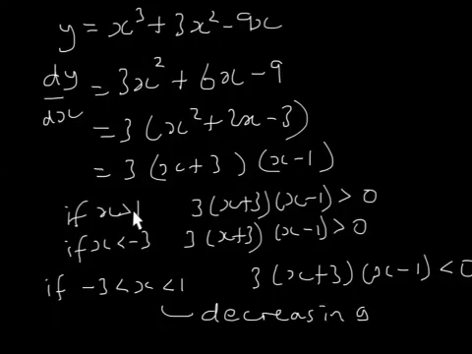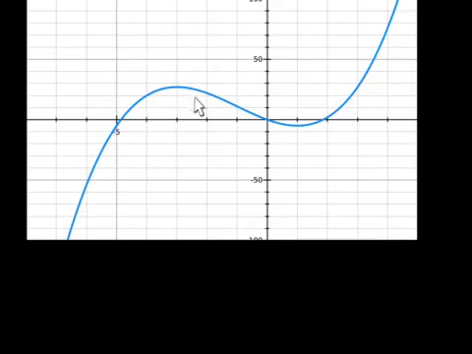But when x is bigger than 1 or smaller than minus 3, the gradient is positive, so therefore it's an increasing function. So here we are, between minus 3 and 1, the graph is decreasing. It's going down. But if x is smaller than minus 3, or if x is bigger than 1, the graph is increasing. Notice at this point x equals 1, and at this point x equals minus 3.